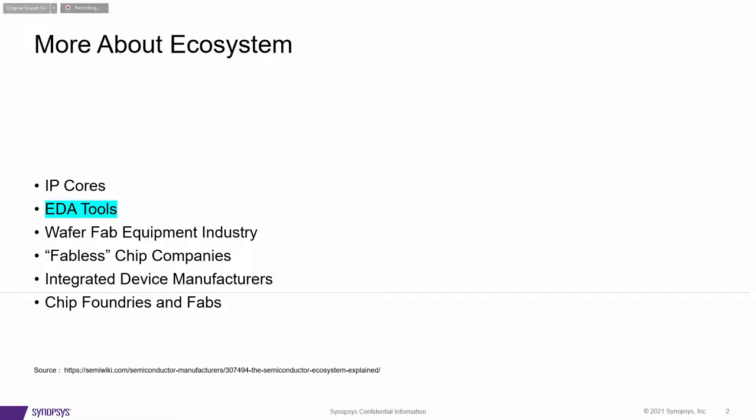Finally, we come to chip foundries. These are the final players. Whether it's an IP core or a fabless chip company, they have to go to a manufacturing facility. There are a limited number of fabrication facilities in the world. One of the very famous ones is TSMC, Taiwan Semiconductor Manufacturing Corporation.